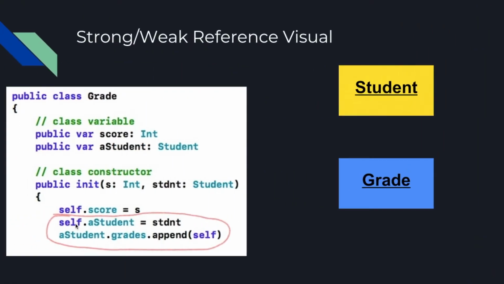Here's a more visual explanation of what's going on with the two strong references. The grade object first creates a strong reference to the student in that first line. Then the array of grades in the student object creates a strong reference to the actual grade object. Since both of them have a strong reference on each other, the ARC can't garbage collect them, which becomes a memory leak, which is called a strong reference cycle.